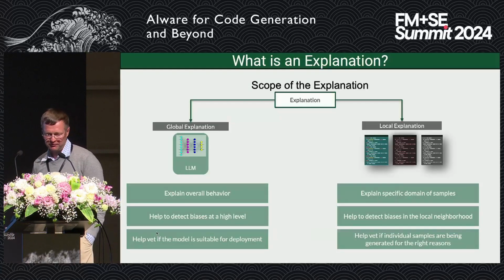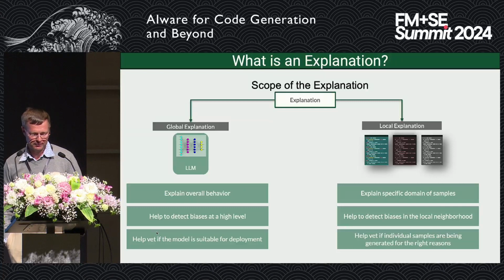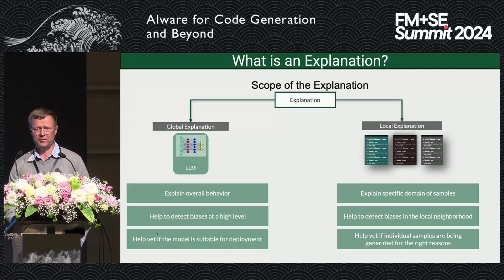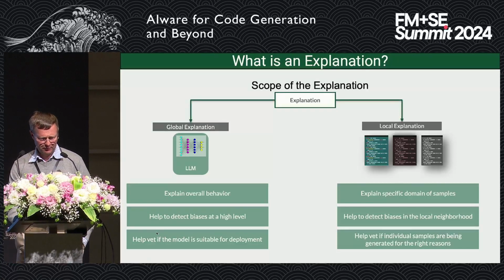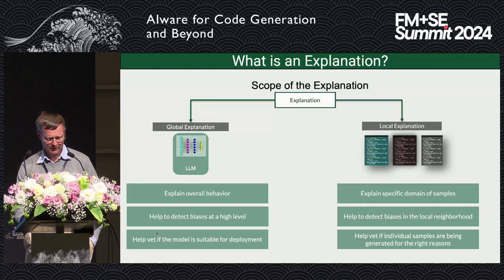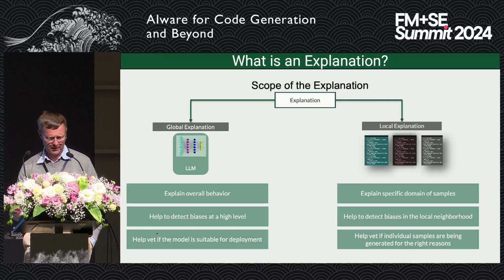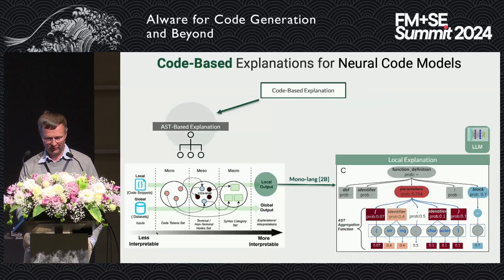So again, this type of framework allows us to do really many things at global and local levels. It allows us to explain overall behavior. It helps us to detect biases at high level. It helps us vet if the model is suitable for deployment. For local explanation, it explains specific domain of samples, helps to detect biases in the local neighborhood, or helps to vet if individual samples are being generated for the right reasons.